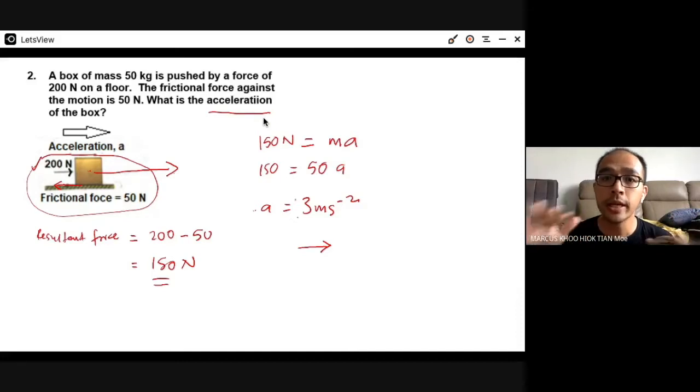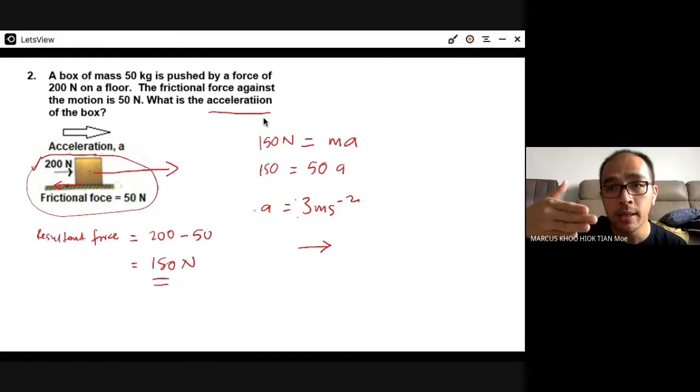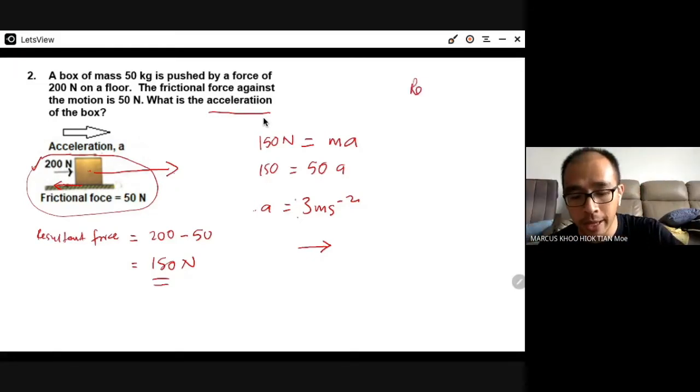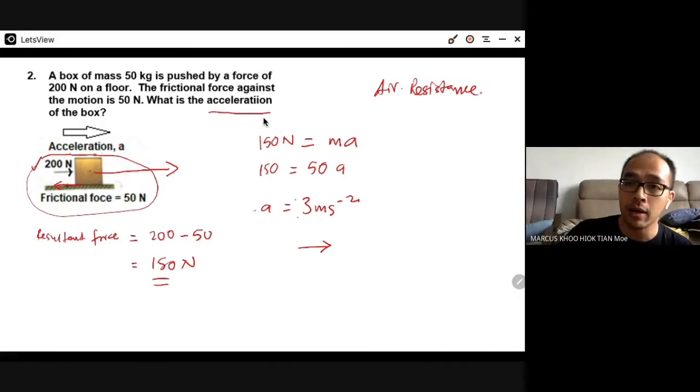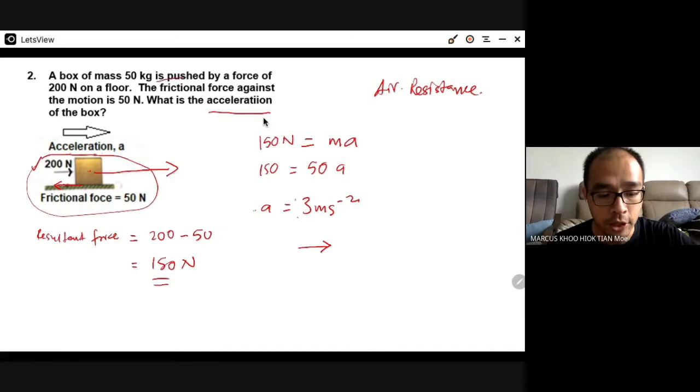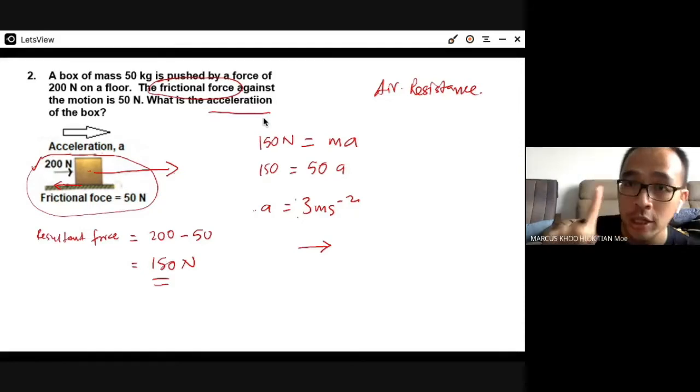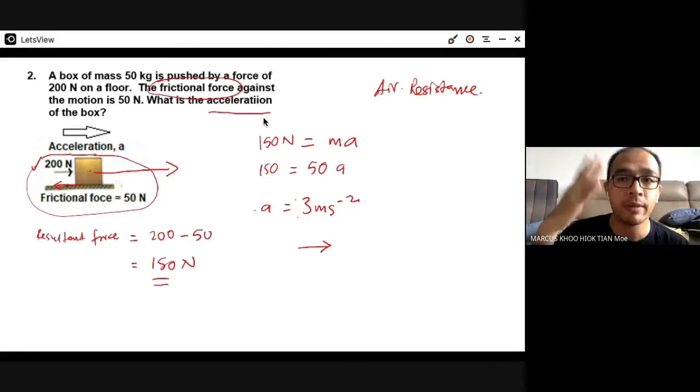Okay, so ini adalah case yang senang, bergerak atas bawah dan bergerak kiri kanan. Okay, kalau bergerak atas bawah, we're talking about air resistance. Sebab dia akan berlawan dengan udara. Kalau bergerak on a surface, di atas satu permukaan, it will be the frictional force. Daya geseran dalam bahasa Melayu lah. So that's situation number 1, kiri kanan atas bawah.